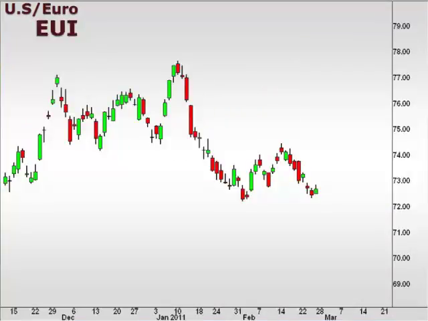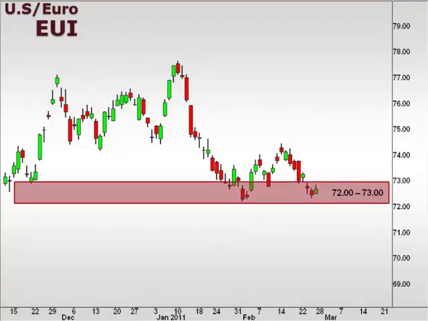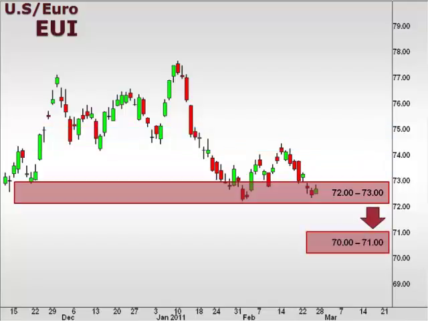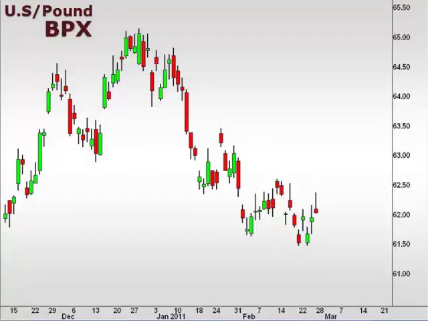Let's take a look at the EUI, the U.S. versus the Euro. Well, the EUI continued lower as expected, but currently tests the 72-73 support. Now, until we see a break above 74, we are likely to see a continuation lower. A break below 72 would signal a continuation down towards that 70-71 box.